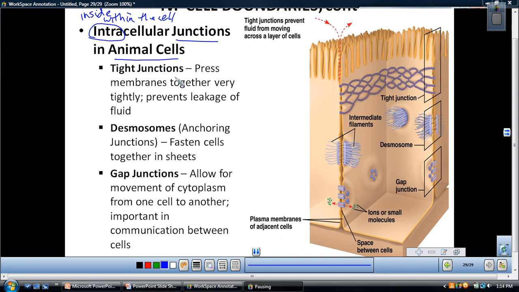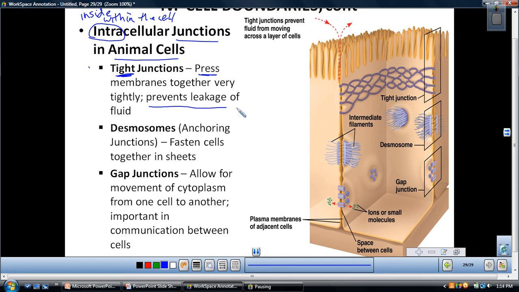Anyway, so these are the three intercellular junctions that are in animal cells. The first one is called a tight junction. Just look at what tight means. Tight means something that's binding, right? So the tight junction presses membranes together very tightly. The benefit of this is it prevents leakage of fluid from the cells.